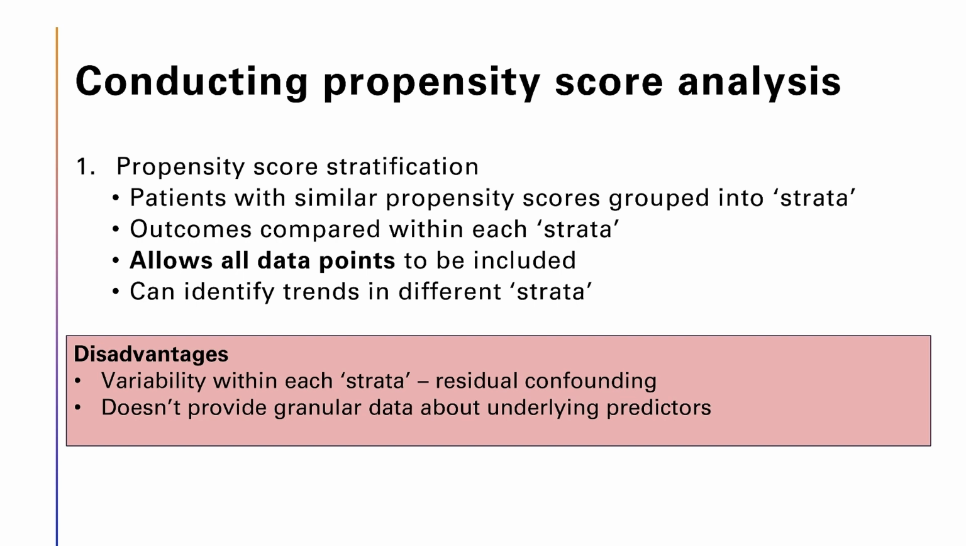However, there are still some drawbacks to this method. First of all, there could be some variability within each strata with a range of propensity scores included, which results in residual confounding. Furthermore, this method doesn't provide granularity in the data, specifically for the underlying predictors.